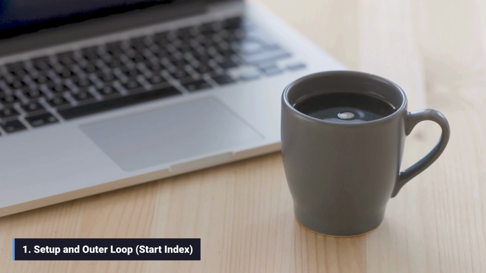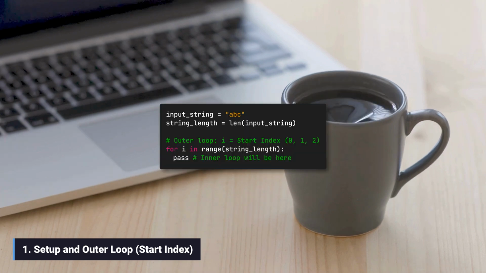1. Setup and outer loop. We start with our input string. The outer loop, using variable i, iterates from the start index 0 up to the end of the string. This loop defines the starting index for every potential substring.